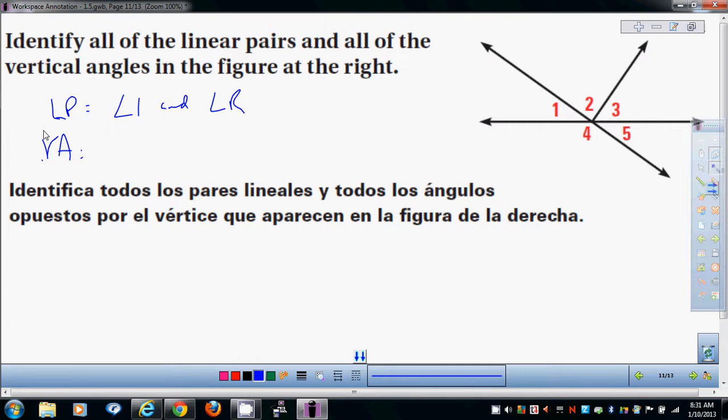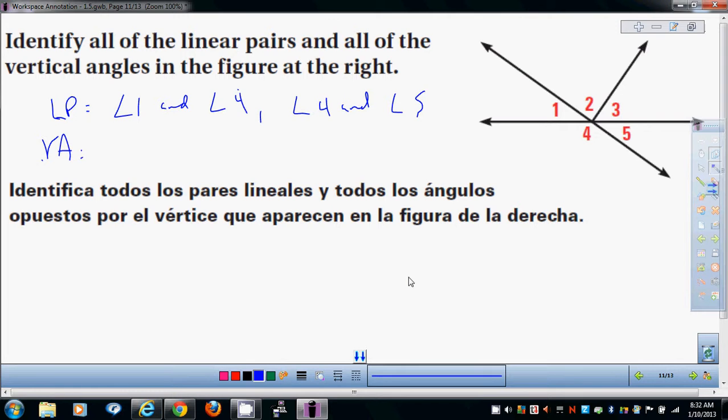You know there is one more. I didn't see it. And what is it? 4 and 5 are also a linear pair. Good catch. I didn't even see that. 4 and 5 also form a straight line. Let me make sure I told you correctly. But there is only one pair of vertical angles. Let me flip the last one.